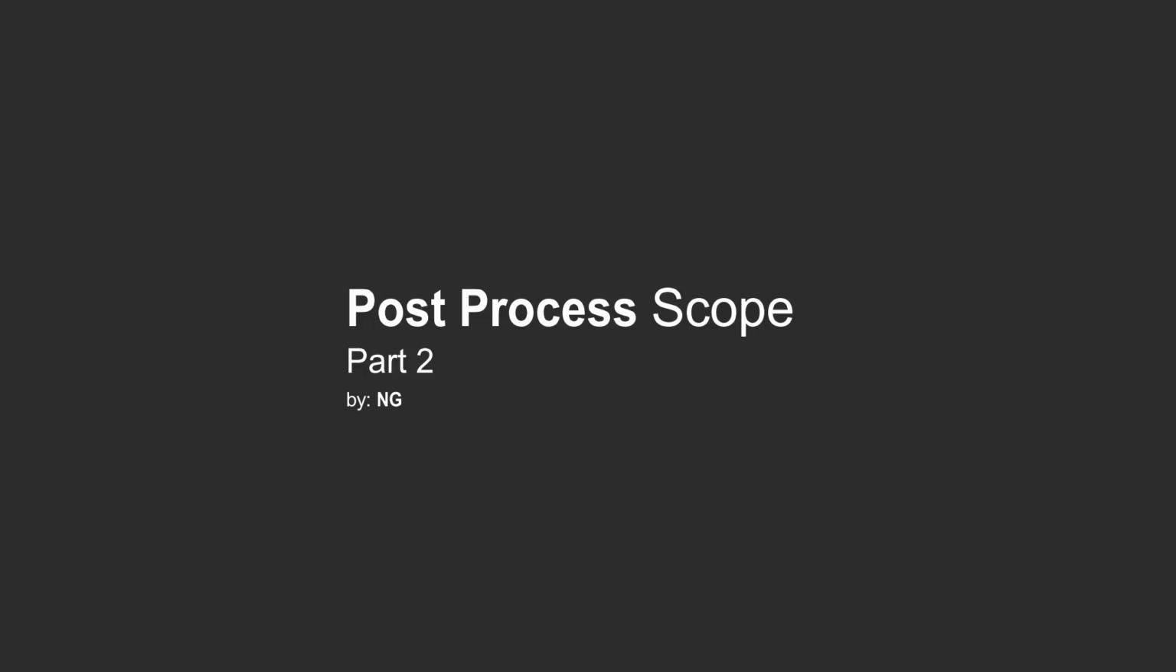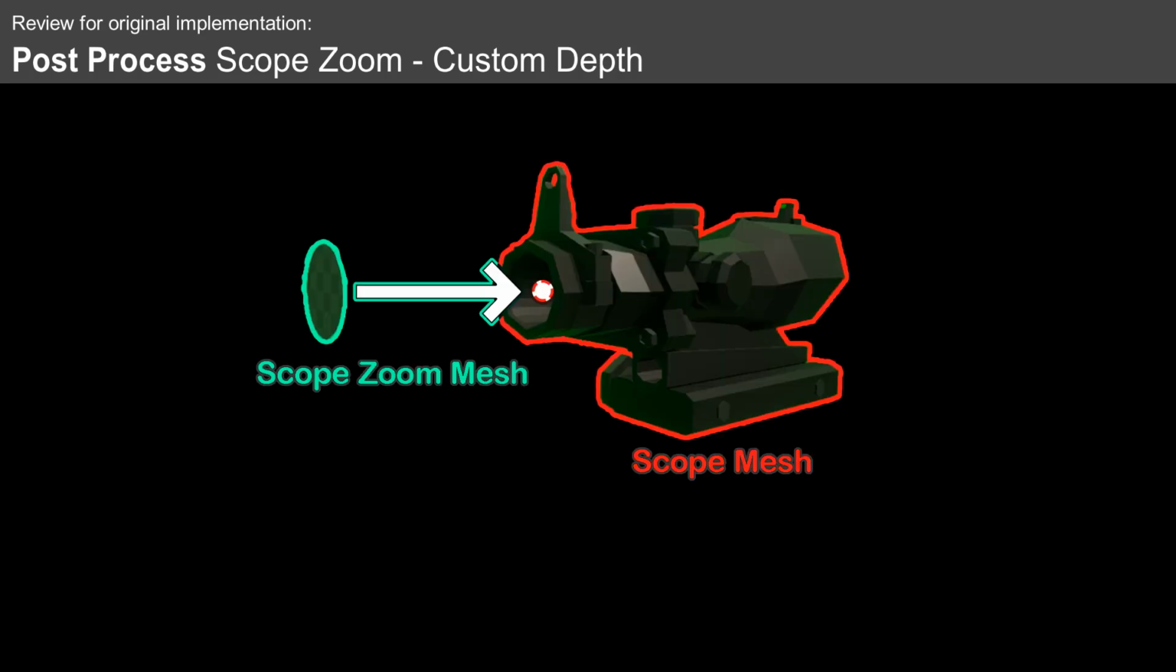This guide is part 2 on how to use a post-process as a scope zoom. It further explores the ideas and implementations presented in part 1. Now for a refresher on how this works. This diagram generally illustrates how the setup of a post-process scope zoom works.